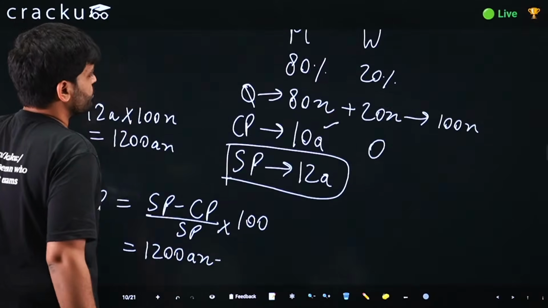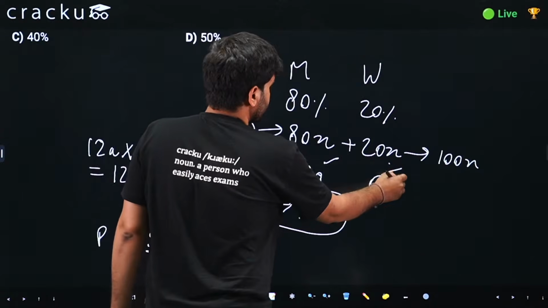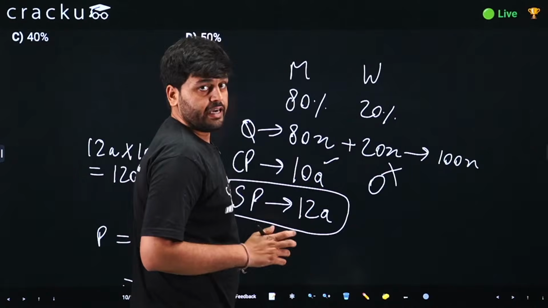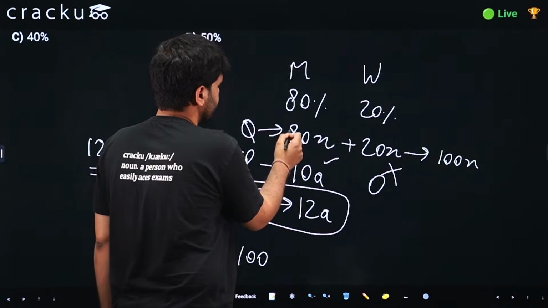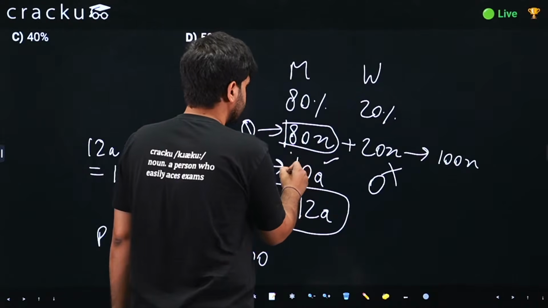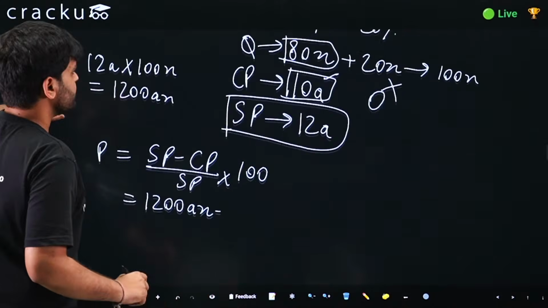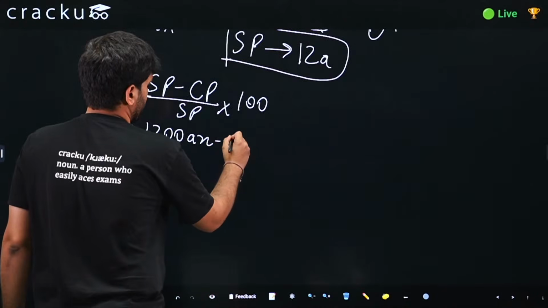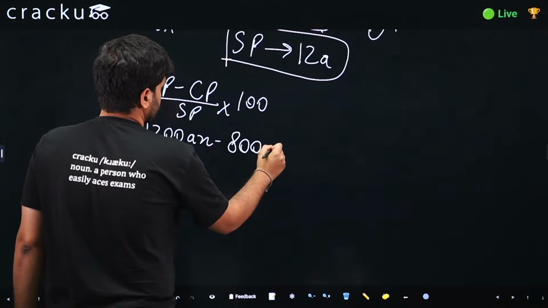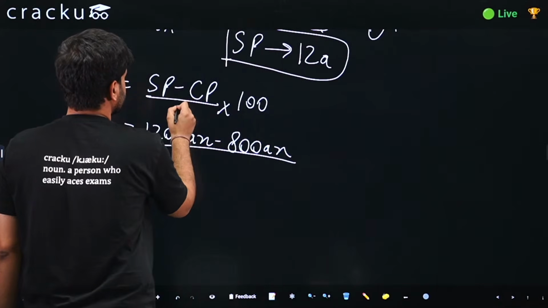What would be the cost price? There is no cost price of water, it would be only of milk, and it would be the total quantity, which is 80x, into cost price per unit, which is 10A. So it would be 80x into 10A, which is 800AX. This is my bad, this is cost price.